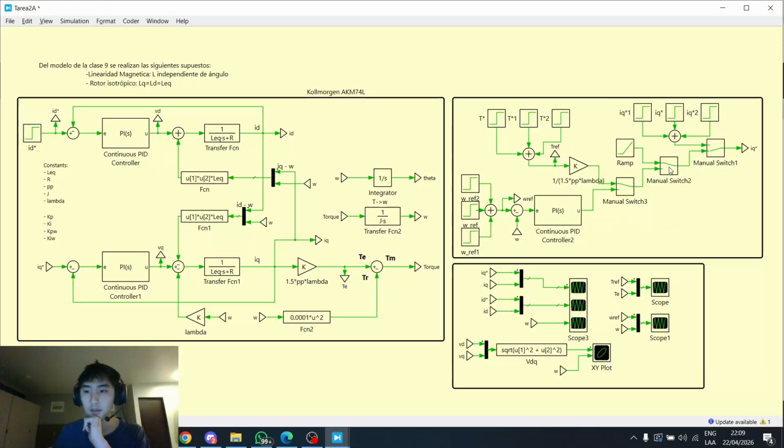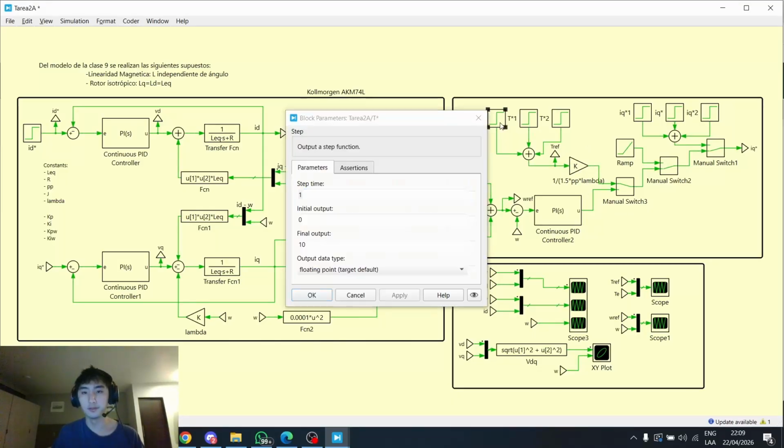Now regarding the torque controller, it was pretty simple to implement, since the relationship between the torque applied by the motor is linear in regards to IQ, since our synchronous machine has the same value for LD and LQ. The equation that relates torque with IQ is written here. So to make the torque controller, we just need to apply the inverse over here.